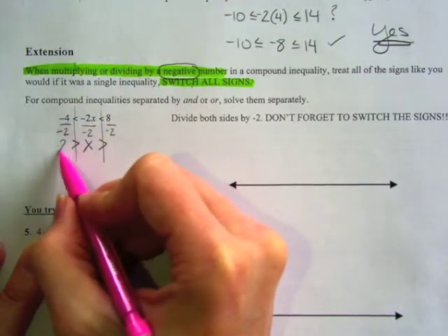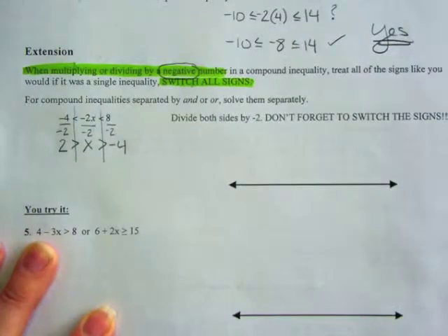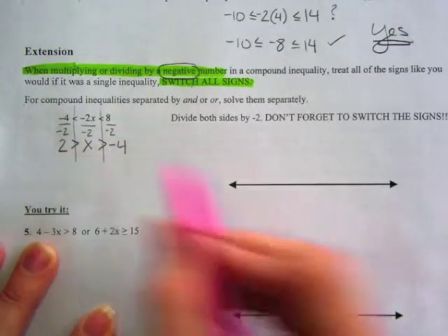Negative 4 divided by negative 2 is 2. 8 divided by negative 2 is negative 4. Okay, now we have 2 is greater than x, which is greater than negative 4.